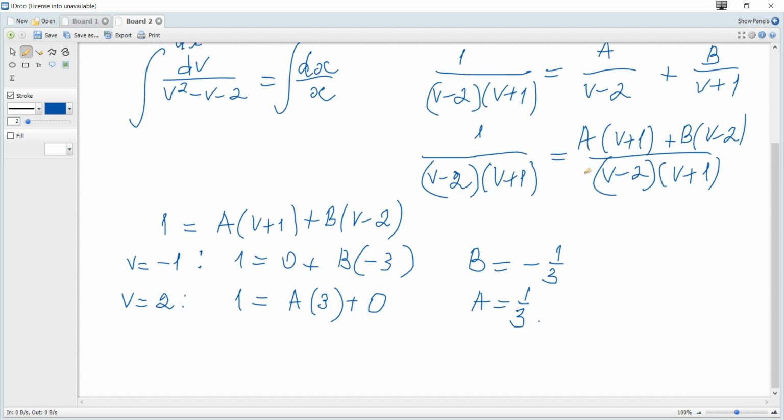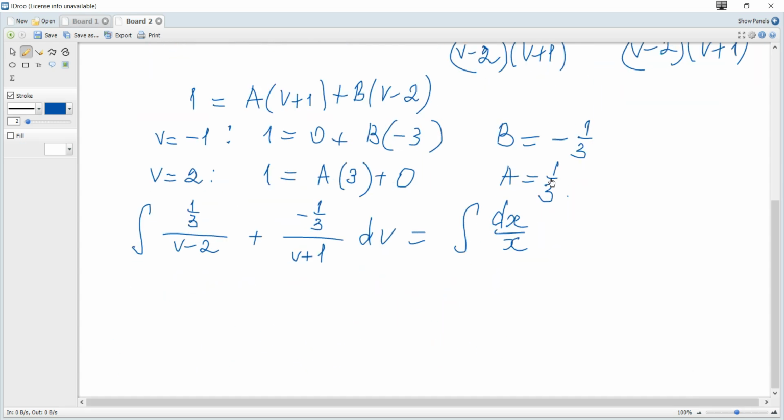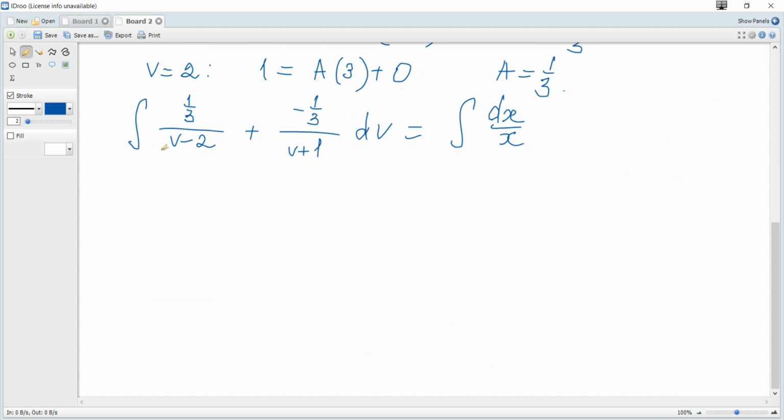Hence it becomes the integral of a, which is 1/3 over v minus 2, plus b, which is negative 1/3 over v plus 1, dv, which is the integral dx over x. And now it can be integrated, it's a ln.